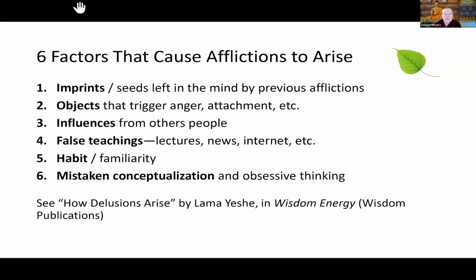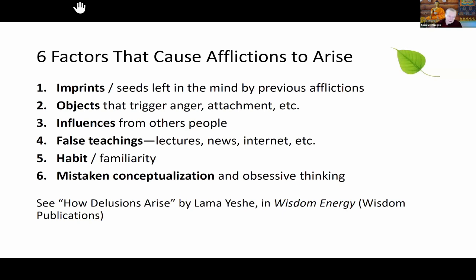So anyway, these six factors are helpful for working with afflictions. So the first is imprints, or sometimes they're also called seeds, that are left in the mind by previous afflictions. In the past, even just in this lifetime, we have gotten angry a lot. We have had attachment. We have had jealousy. We have had boredom. We have had every possible affliction that there is. We've experienced it before in this lifetime.